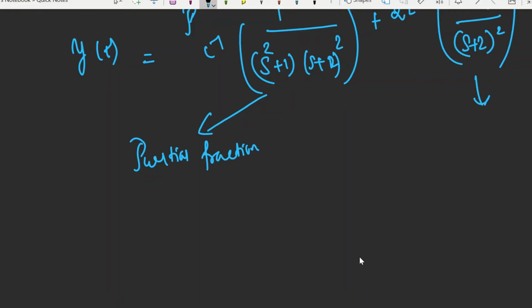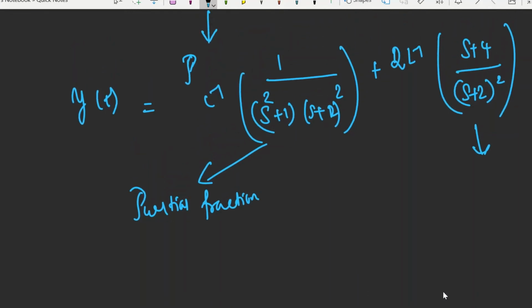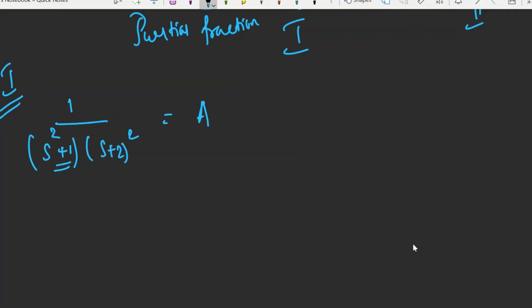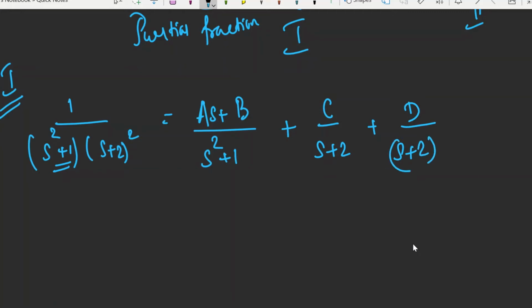And here some techniques, because here we cannot use partial fraction directly, so let me take it as first expression and second expression. Now first expression, 1 divided by (s square plus 1)(s plus 2) the whole square can be split into, so this is a quadratic expression, so we can introduce a linear expression on the numerator, as (as plus b) over (s square plus 1), plus c by (s plus 2) and d by (s plus 2) the whole square.